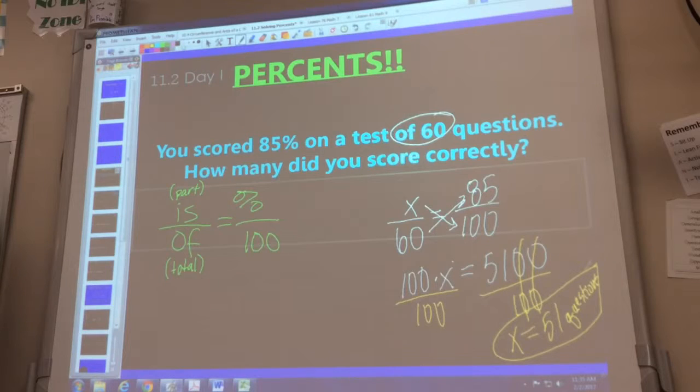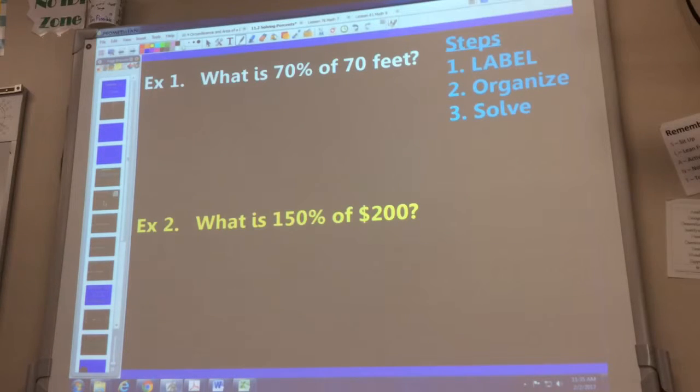Did everyone get this proportion down? Is over of equals percent over 100. That is the most important thing you can remember today. Okay, cool. I would like you guys to do the top and the bottom.